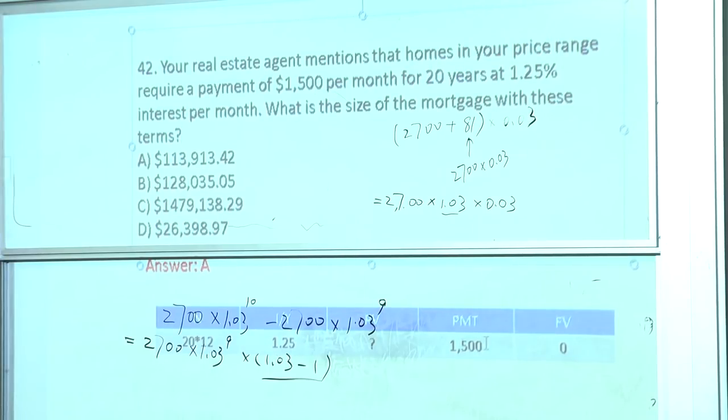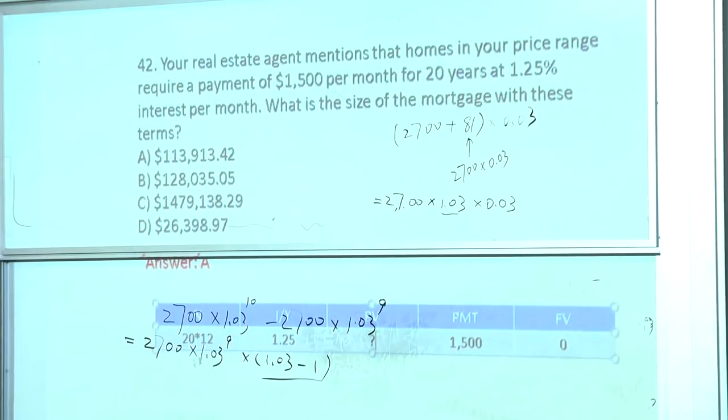And periodic payment $1,500, and no balance, okay, due at the end of the 20 years, okay? Okay, so calculate for PV. So it should be 8, okay? Okay? Right.